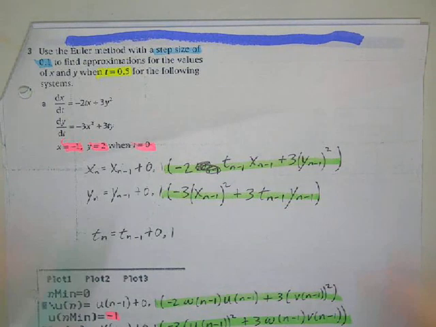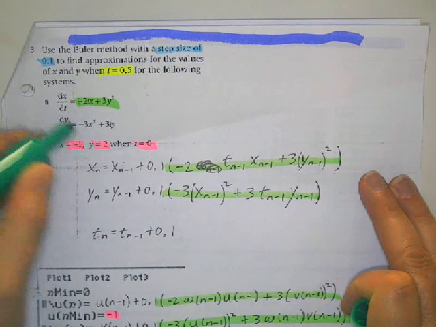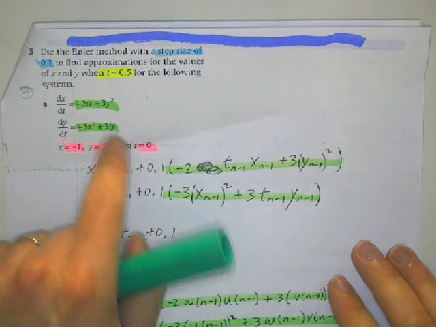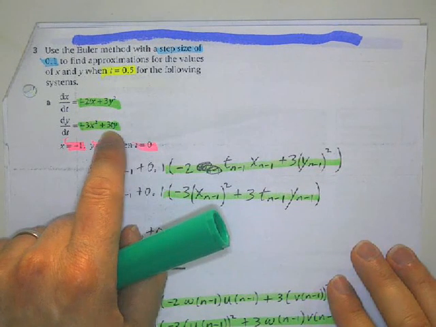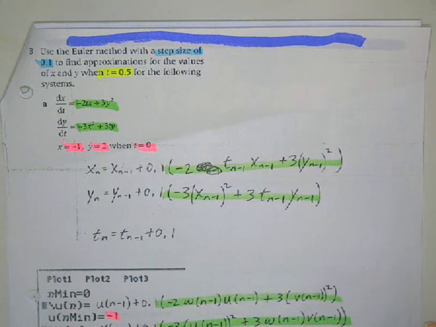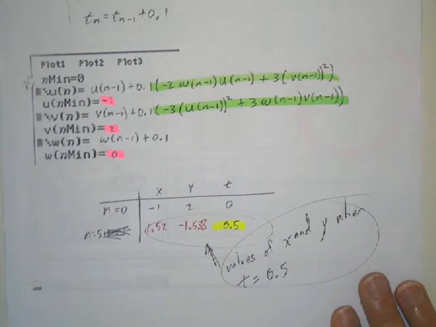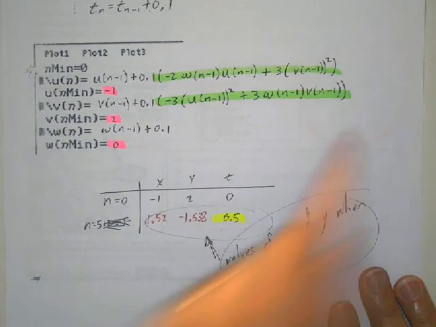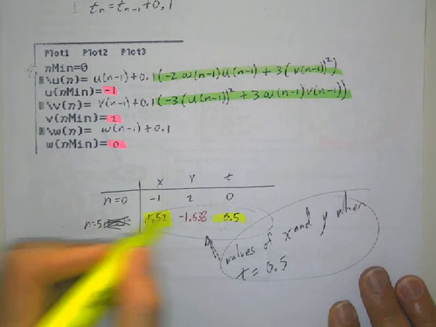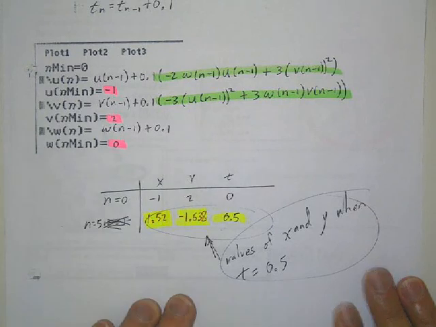Same stuff once again, with the x squareds and the y squareds, and look, this even had t inside the differential equation. This was something that you would not be able to do without using Euler's method here. So here is what you would type into your calculator, and these are your answers of x and y when t equals 0.5.